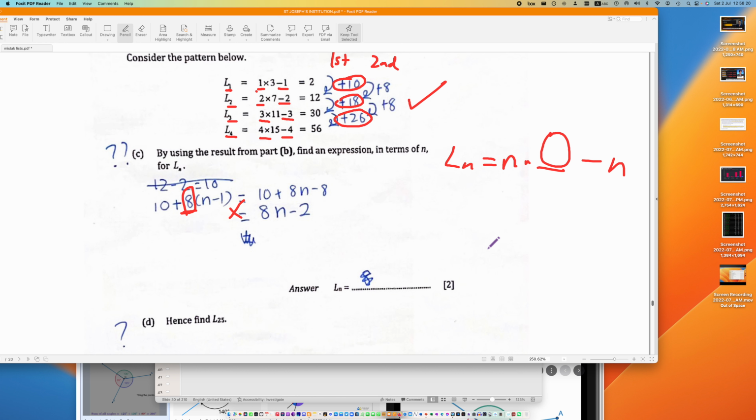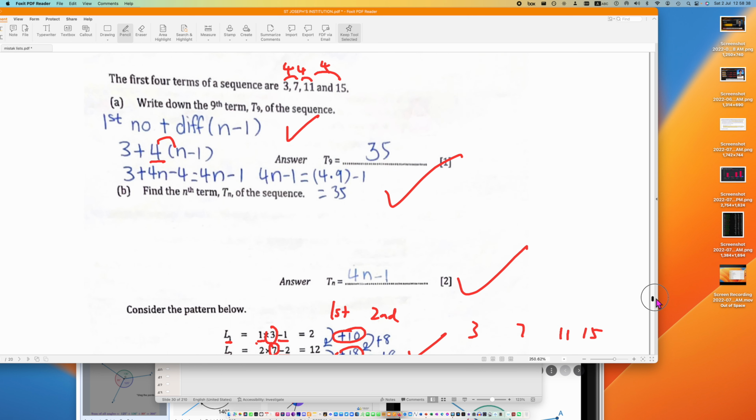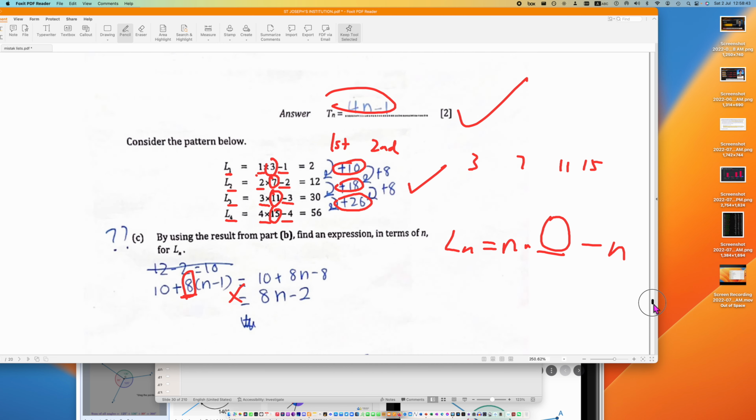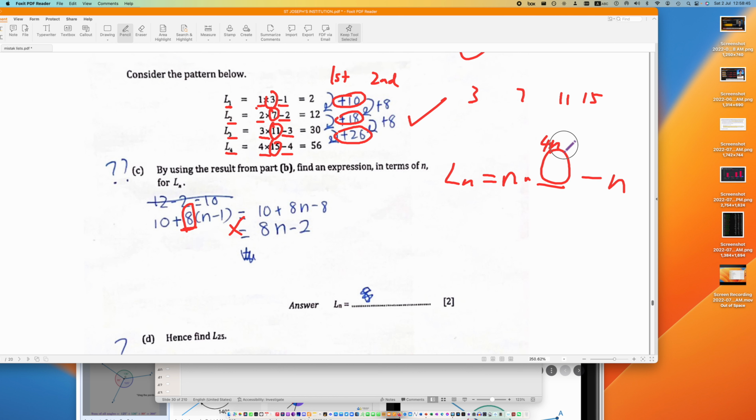Then how do you get this something? Can you see this something is 3, 7, 11, 15. This one is given by 4n minus 1. So in a way, Ln is n times, by the way, there's a bracket, 4n minus 1, times the whole thing. That's it, 2 marks.